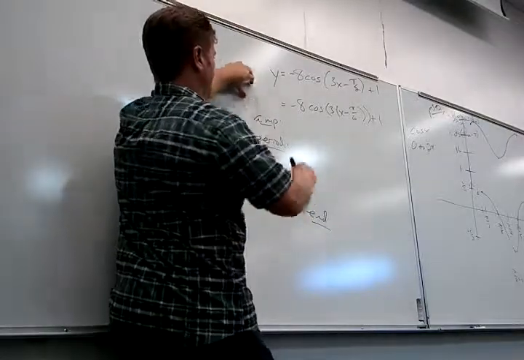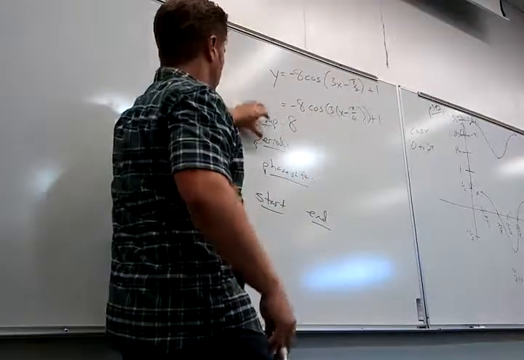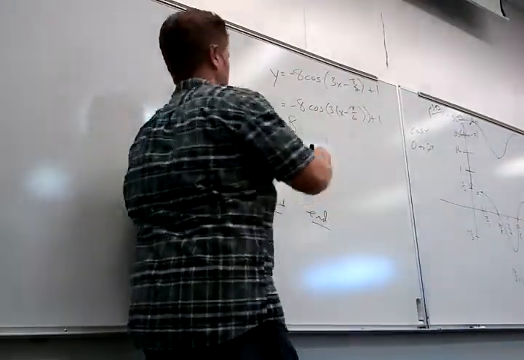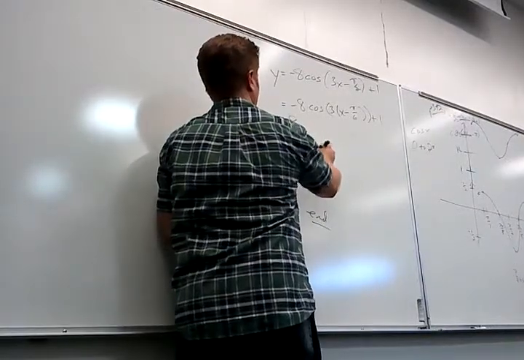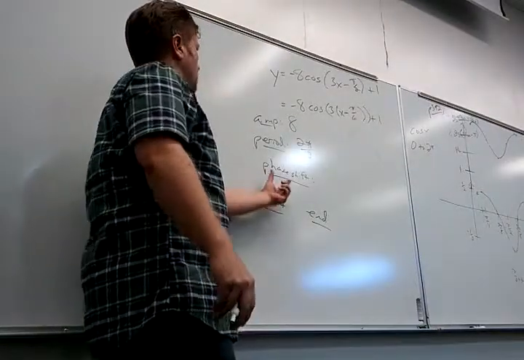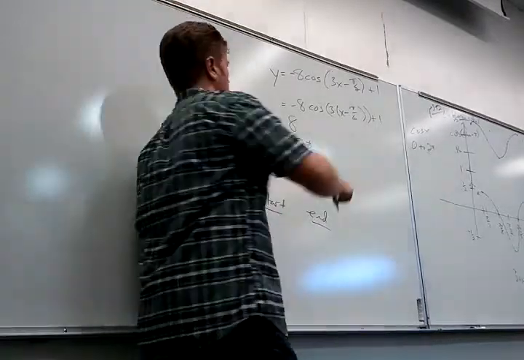So what's the amplitude? 8. That's the easiest question there is. What's the period? 2 pi over 3. Beautiful. 2 pi over 3. What's the phase shift? Pi over 6. Pi over 6. Right.